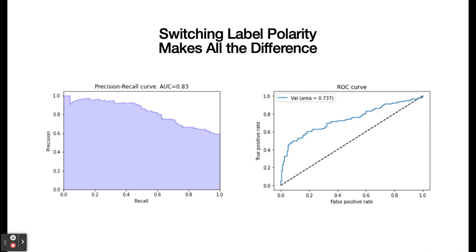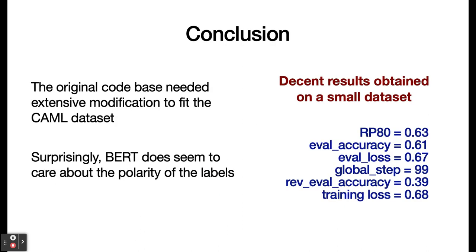This made all the difference, as can be seen in the figures shown here. AUPRC rose from 0.28 to 0.83, and AUROC went from 0.26 to 0.74. Increasing the learning rate to 5e-3 also gave better results. In this way, I was able to achieve evaluation accuracies on the order of 0.61 and an RP80 of 0.63.